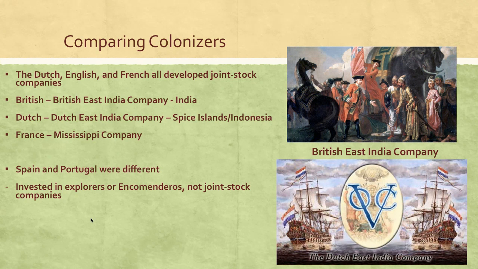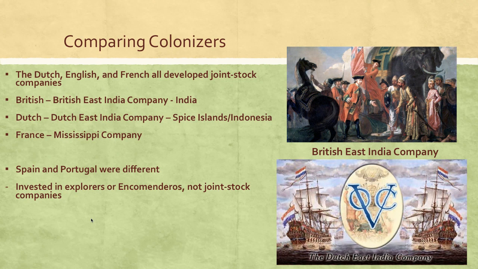Spain and Portugal didn't use joint stock companies. They instead were going to use explorers to come in. The Portuguese colonized, of course, Brazil, and then they had their licensing trading post empire in the Indian Ocean. The Spanish, on the other hand, were empire builders. They were there to claim as much land as possible for the crown, because the Spanish really were looking for the three G's, which is gold, God, and glory.